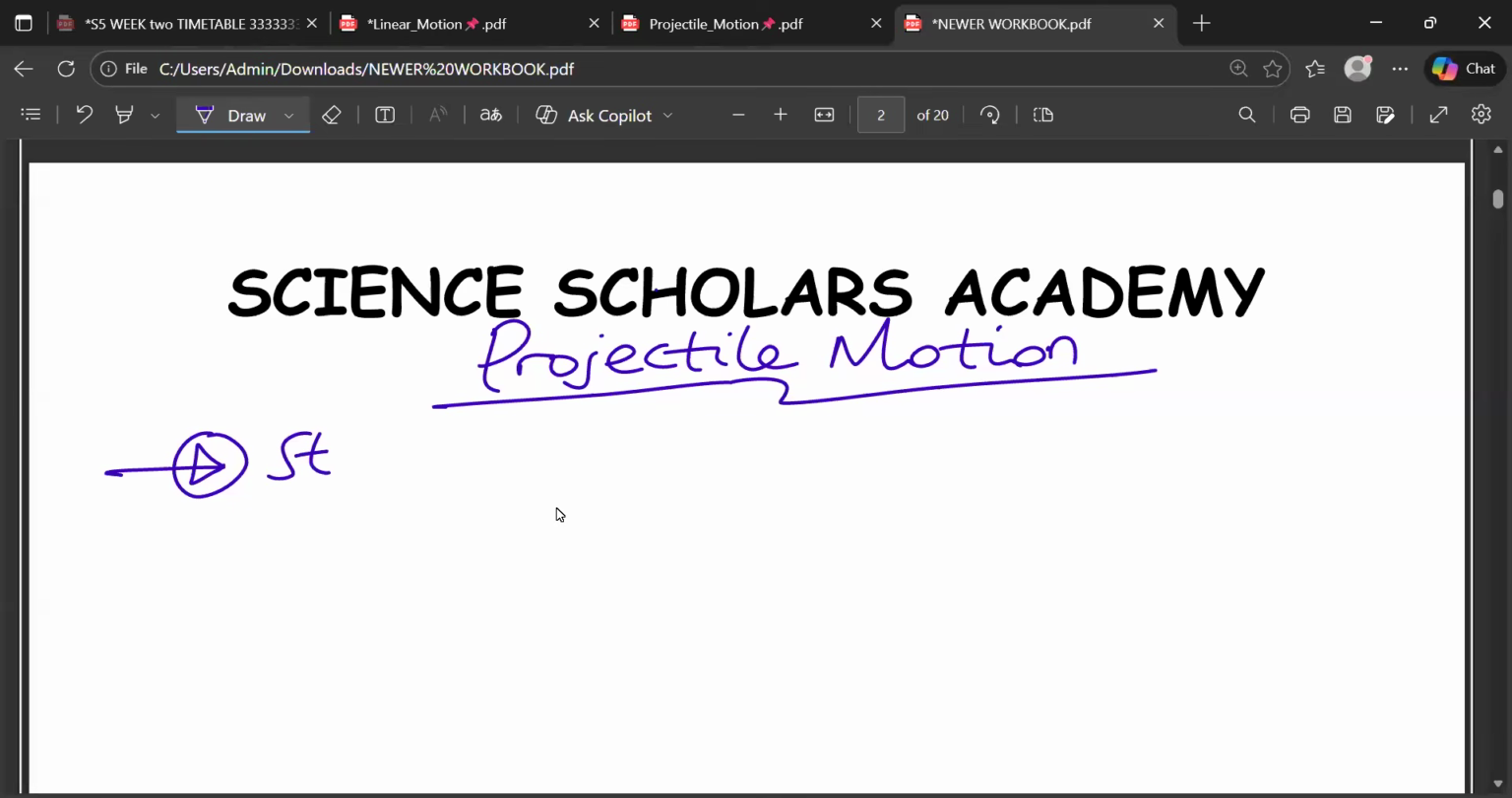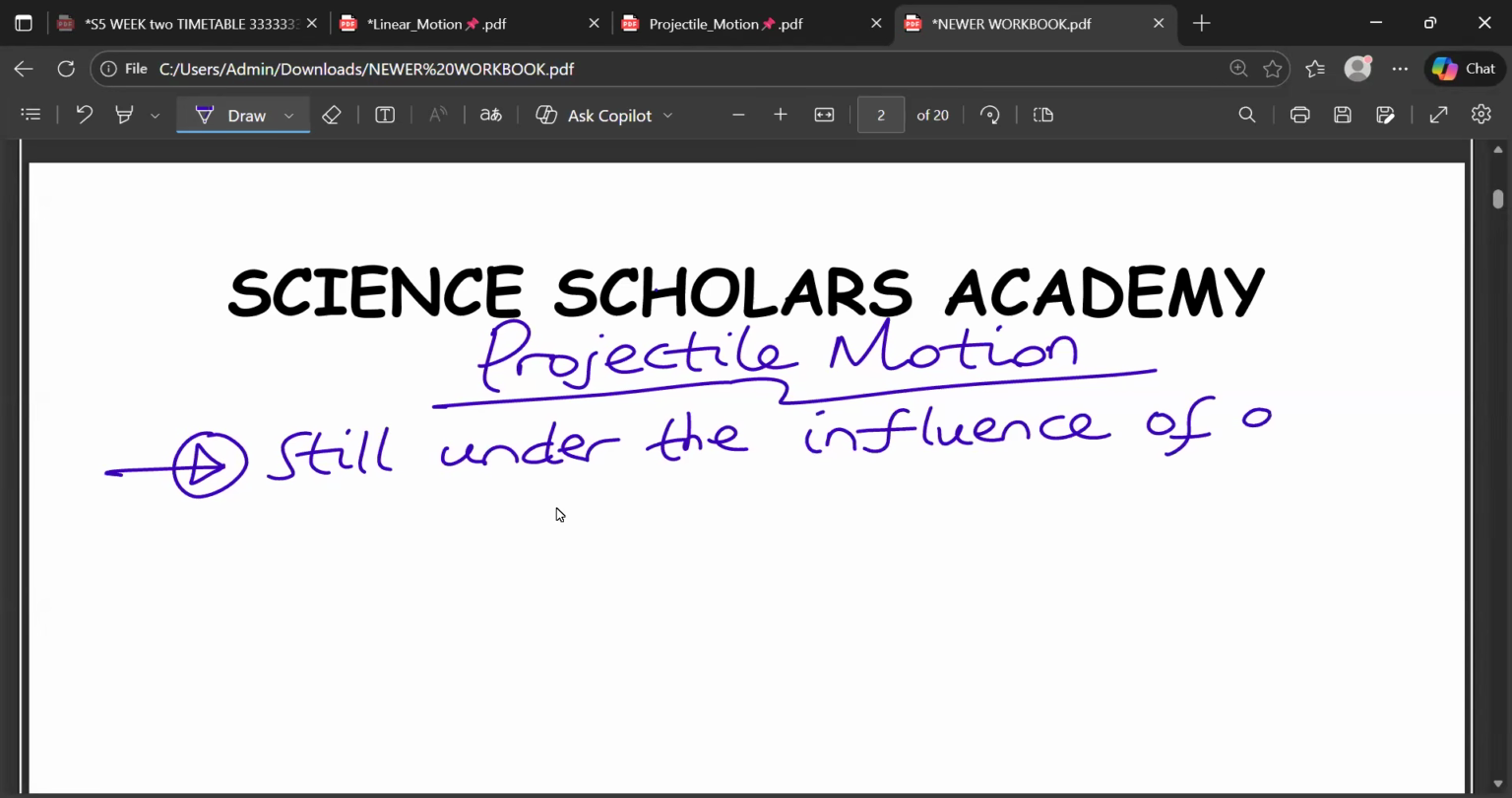By this kind of motion, you may think we have left the things we've just covered so far, but they are still part of us. So first appreciate the fact that projectile motion is still under the influence of gravity. Then other things will become very easy. All the disturbing concepts concerning projectile motion arise as a result of people forgetting that we are still talking about gravity.